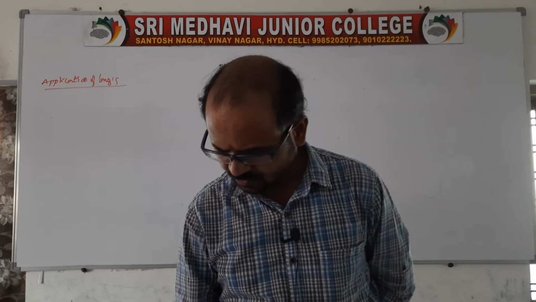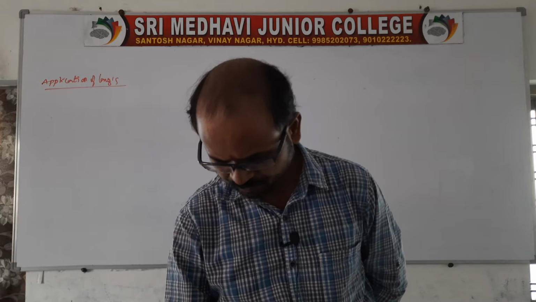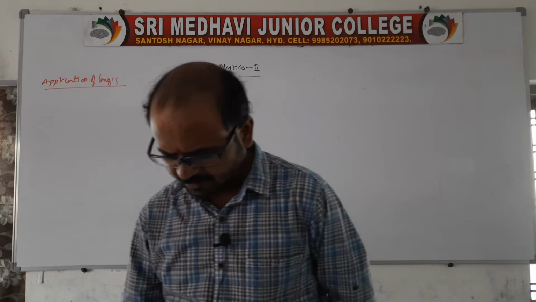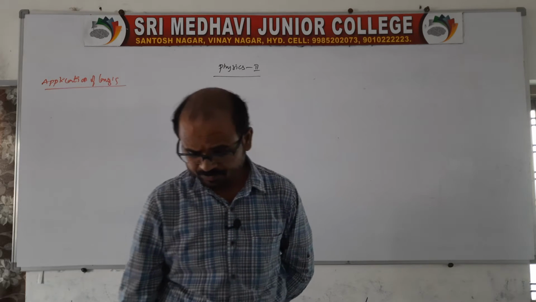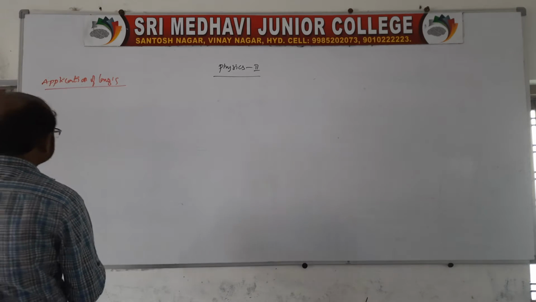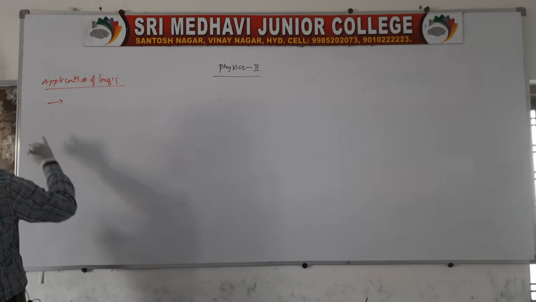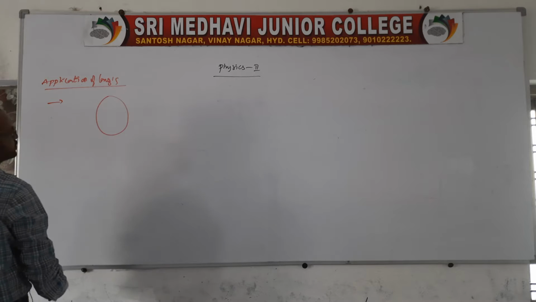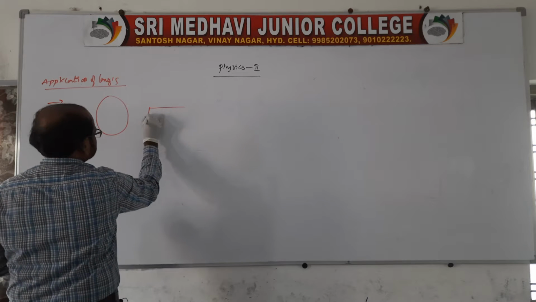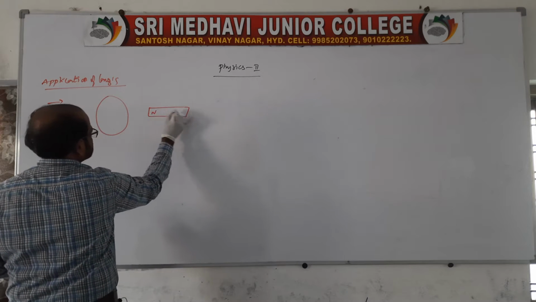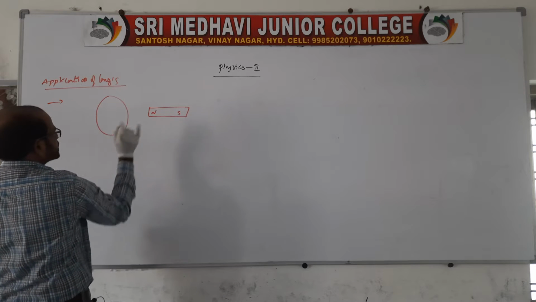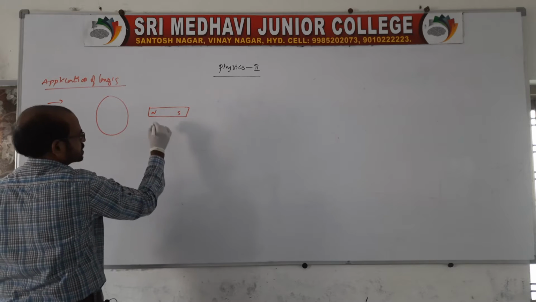In the previous class we learned about Lenz's law. On the basis of Lenz's law, I will tell you one application. Suppose there is a condition given: applications of Lenz's law. There is a coil and there is a magnet. Both are at rest, north and south. See, the coil is at rest and the magnet is also at rest.